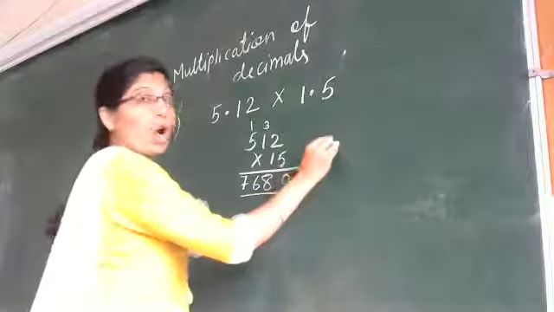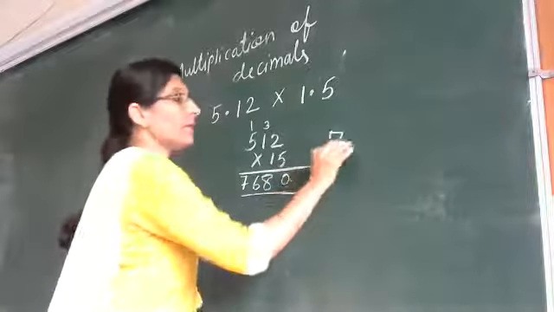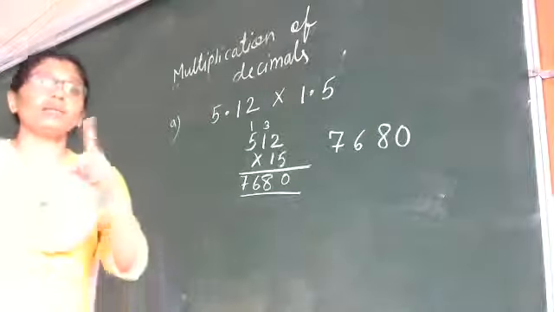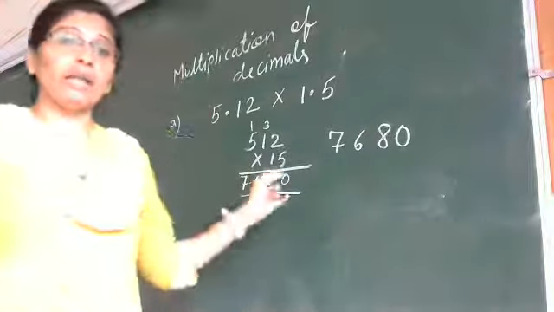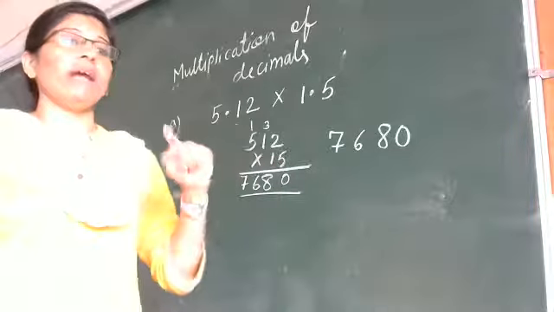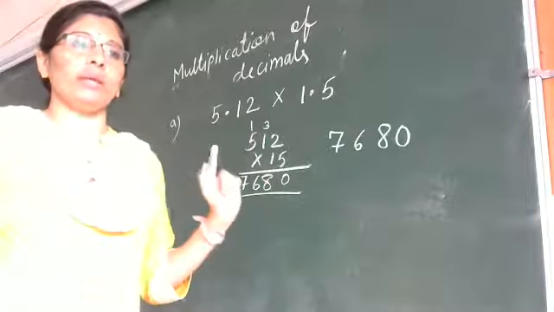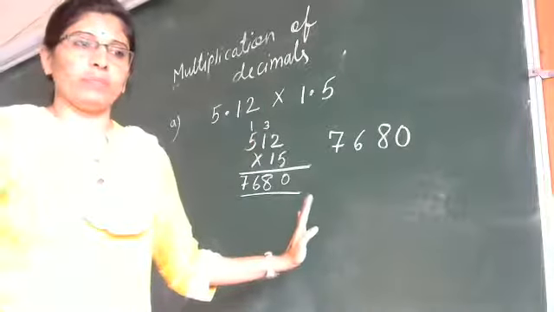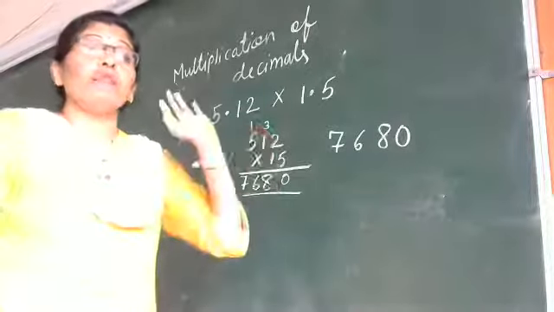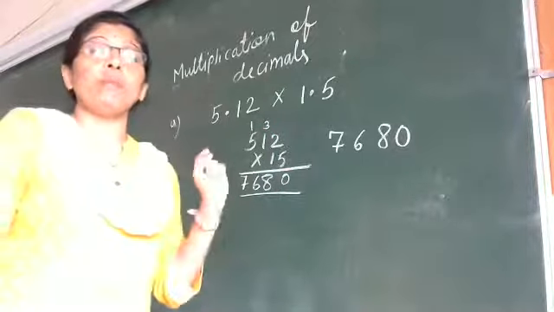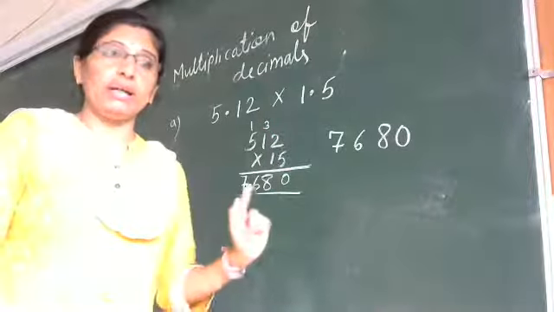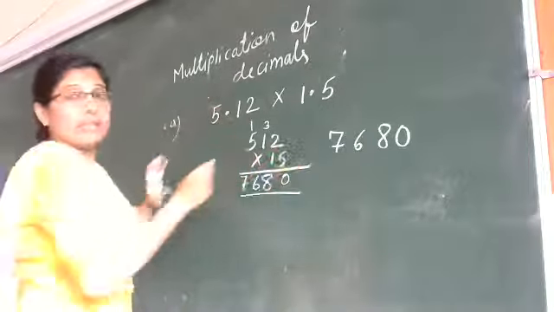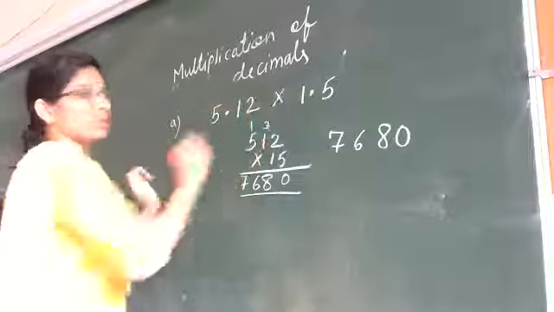Yes. So we got the answer as 7,680. Now listen carefully. Everyone be quiet. We have multiplied. Now we have to put the decimal point. When we are putting the decimal point, we have to count the digits of both.